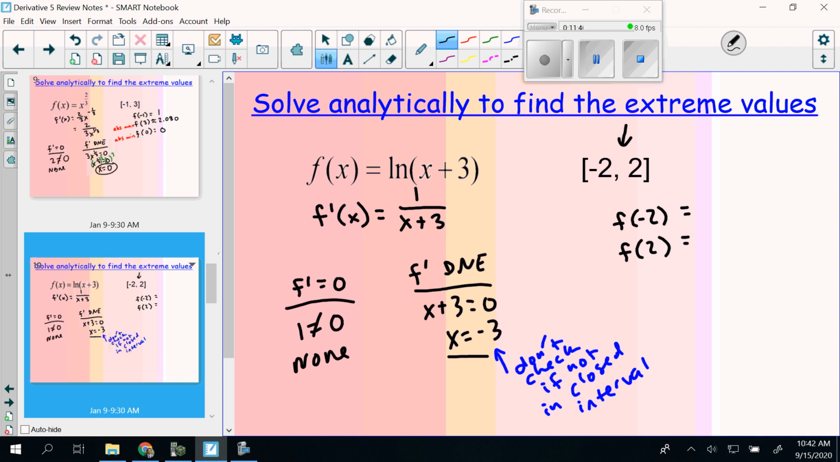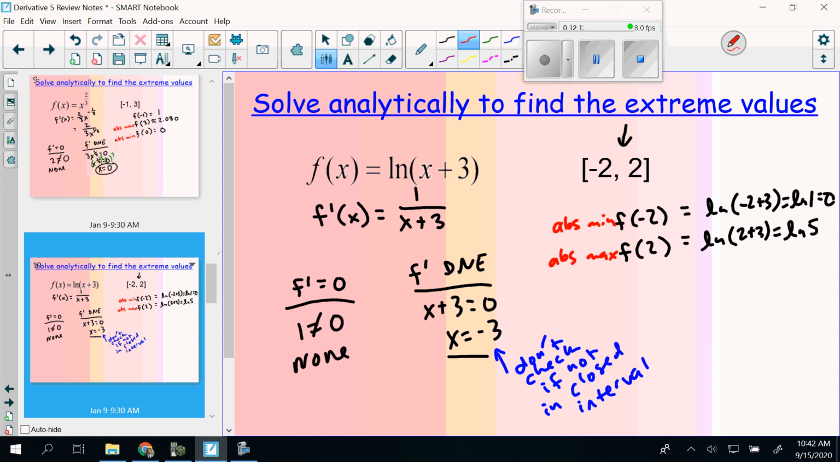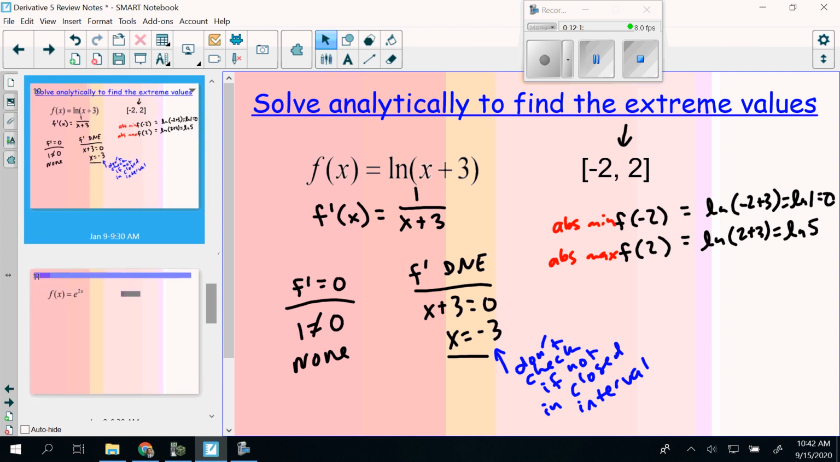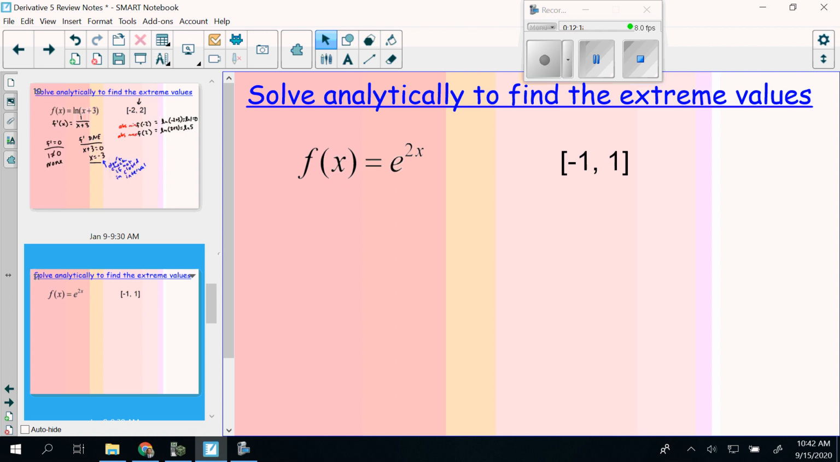If you put in negative 2, it's going to be natural log of negative 2 plus 3, which is natural log of 1, which if you put in the calculator is 0. The other one, you get natural log of 2 plus 3, or natural log 5. Natural log 5, you can put in your calculator if you want, but it's definitely going to be bigger than 0. So our absolute min is this endpoint. Our absolute max is the other endpoint. So big takeaway from that one, don't check critical points that aren't in the interval.